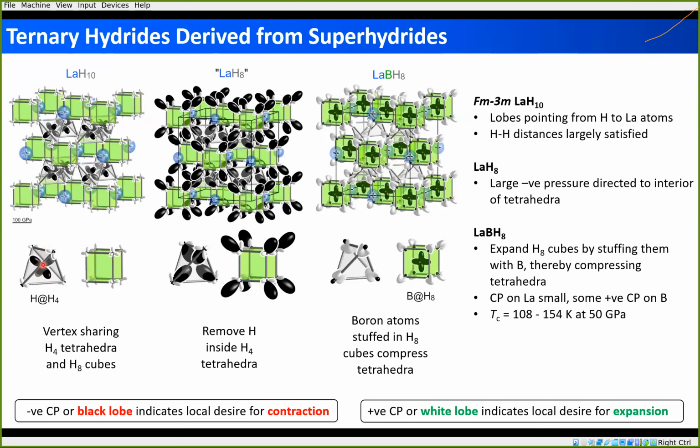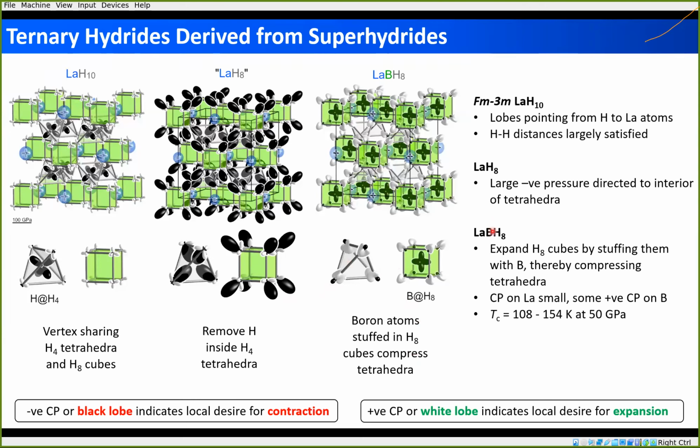If we remove this hydrogen atom from within this tetrahedron, one sees a really large black lobe pointing towards the interior of the tetrahedron. That's a negative chemical pressure. And we can help satisfy this pressure by putting a boron atom within this cube, expanding it in such a way so as to contract the tetrahedron and therefore relieving this chemical pressure.